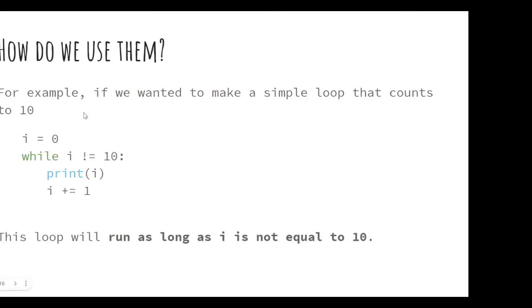So how do we basically use the while loop? For example, if we wanted to make a simple while loop that counts to 10, so we say I equals to 0. So while I is not equals to 10, we do print I, and I plus equals to 1. So what does this mean? It means that it's going to be printing out the values of I as long as I is not equals to 10. So this loop will run as long as I is not equal to 10.